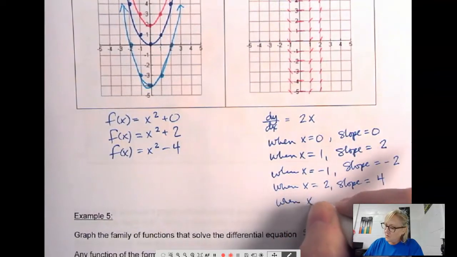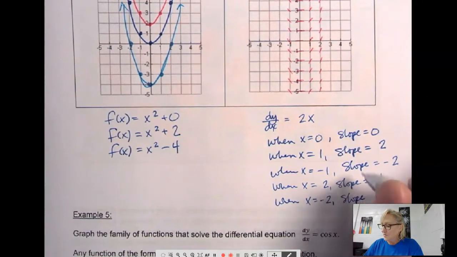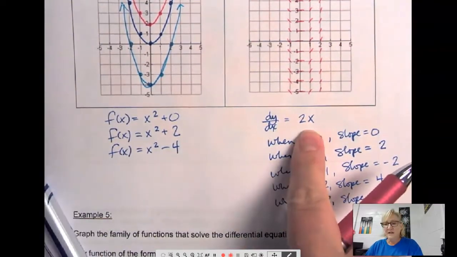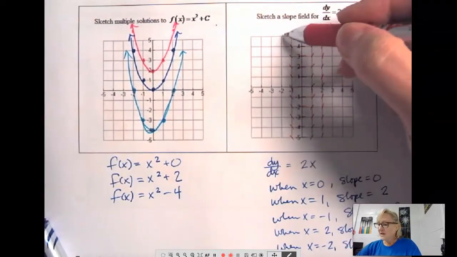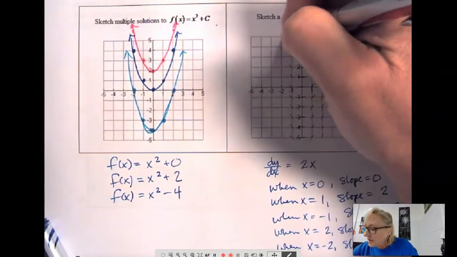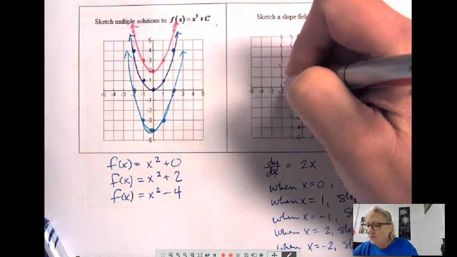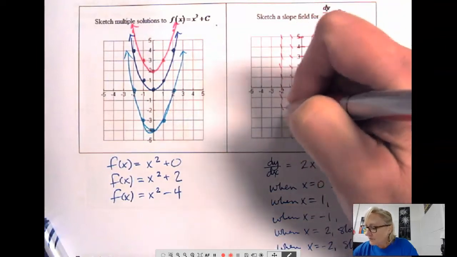And let's do one more. When x is negative 2, the slope, or the derivative, will be negative 4, because I plug in negative 2 and I get negative 4. Now x is negative 2 all up and down here. So I'm going to try to draw a slope that would resemble a rise over run of negative 4.